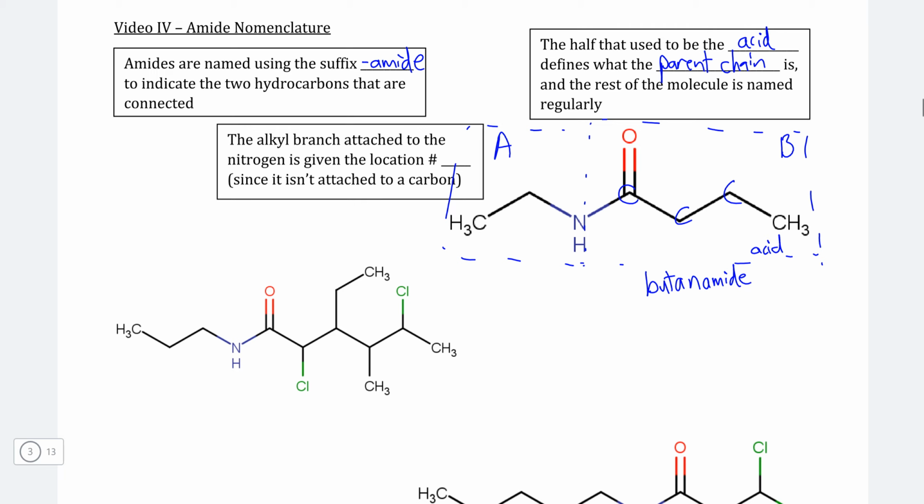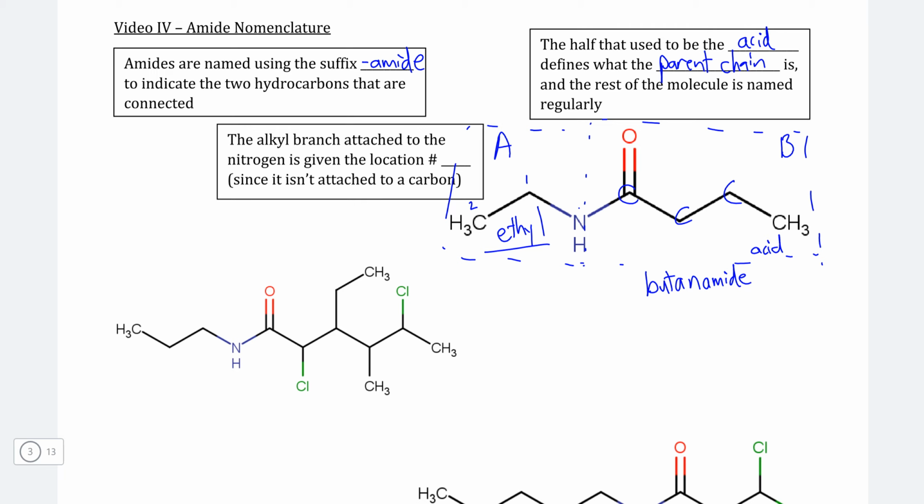Now, the trick with amides is with identifying the side chain that used to be part of the amine in the two molecules that underwent dehydration synthesis. Because this side chain has two carbons, we can identify this as an ethyl side chain here. But the problem with naming this is that it does not directly contact any of the carbons of our parent chain here. Instead, it is attached to the nitrogen that is part of the amide functional group.